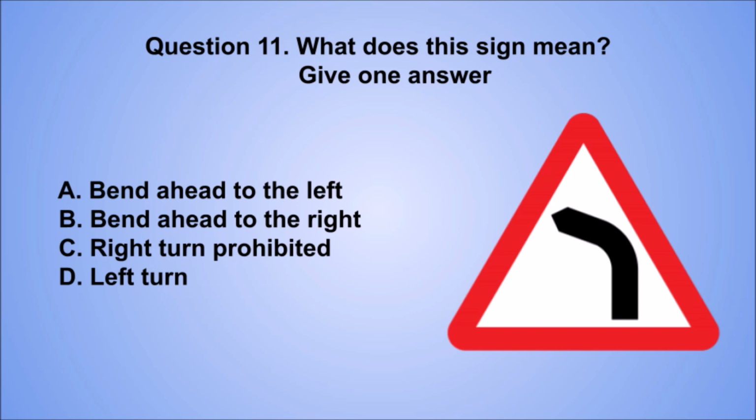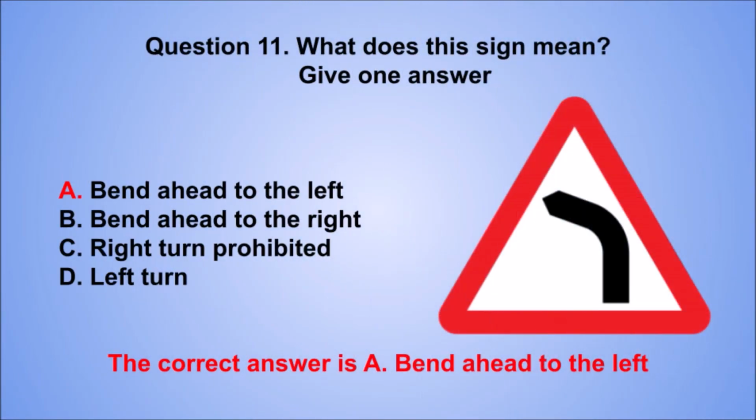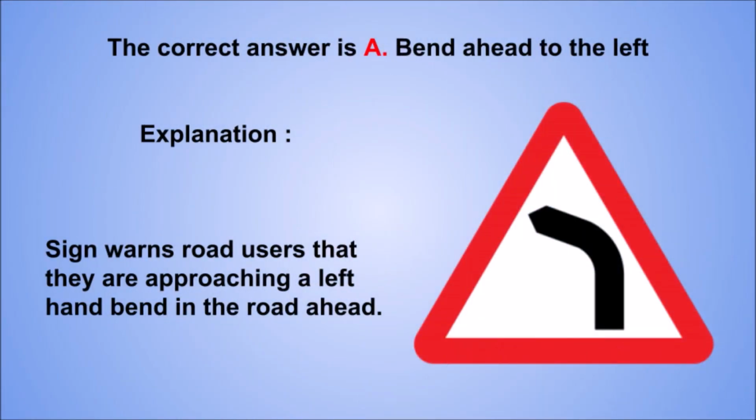Question 11. What does this sign mean? Give one answer. A. Bend ahead to the left. B. Bend ahead to the right. C. Right turn prohibited. D. Left turn. The correct answer is A, bend ahead to the left. Explanation. The sign warns road users that they are approaching a left-hand bend in the road ahead.